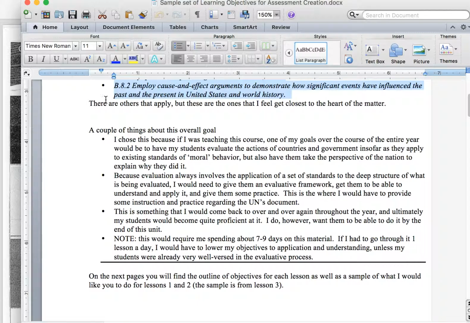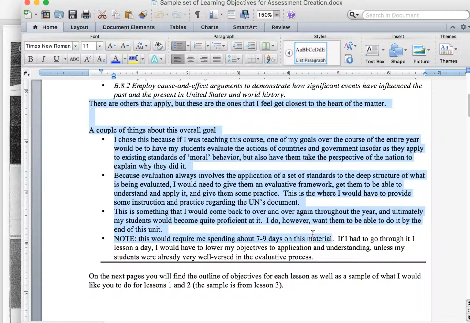I have some notes here. This is posted on D2L about this overall goal and some things that I would want to do. Because I would have to teach this evaluative framework, that would have to be kind of a whole separate thing. I wouldn't do it if I wasn't going to use it over and over and over again. So, for example, I'm giving them the tool here. I want them to use it to evaluate what happened when Spain came and conquered a lot of South America, and Central America, for that matter.